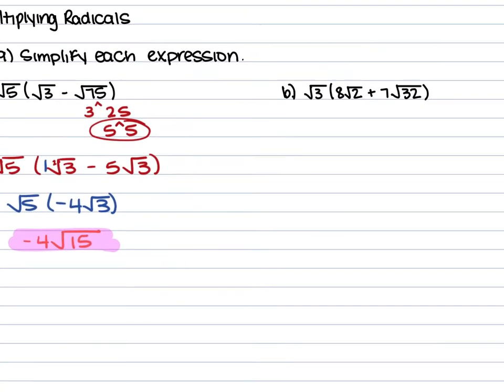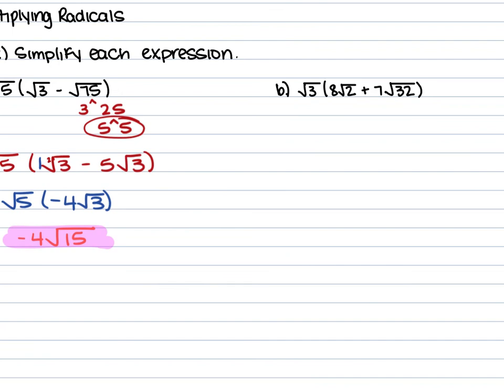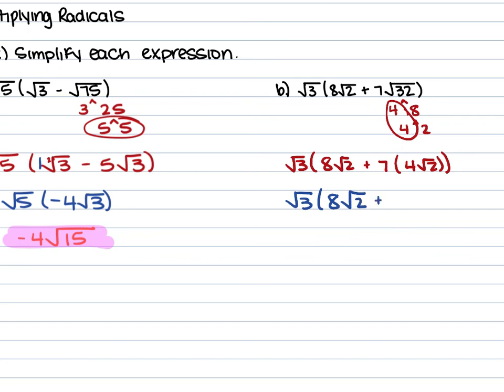For example, B, we're given the square root of 3 times 8 square root 2 plus 7 square root 32. So again, I want to simplify what's inside my parentheses first before I do anything else. That square root of 32, I can probably simplify. I find the prime factorization of it. I have 4 and 8. The 8 is 4 and 2. My 4's pair up. So I'm doing the square root of 3 times 8 square root 2 plus 7 times 4 square root 2. The 7 times 4 square root 2 gives us 28 square root 2. So it's the square root of 3 times 8 square root 2 plus 28 square root 2.